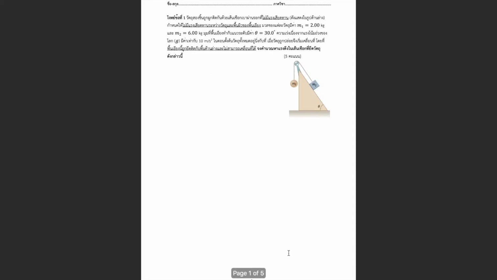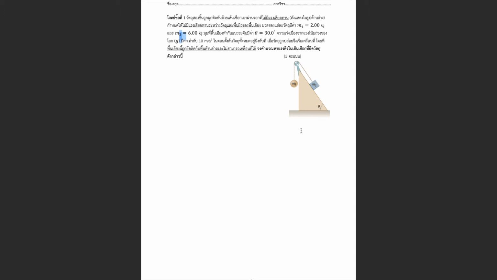So we are going to talk about the first question. The first question states that we have an incline and two masses, set up as shown in the figure like this, and they assign a value to each variable: m1 is equal to 2 kilograms, m2 equal to 6 kilograms, and theta is 30 degrees, and assume that g, the gravitational acceleration, is 10 meters per second squared.